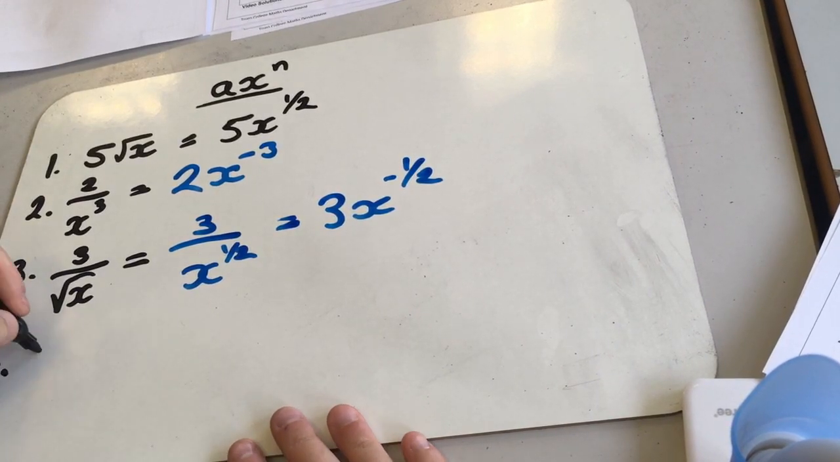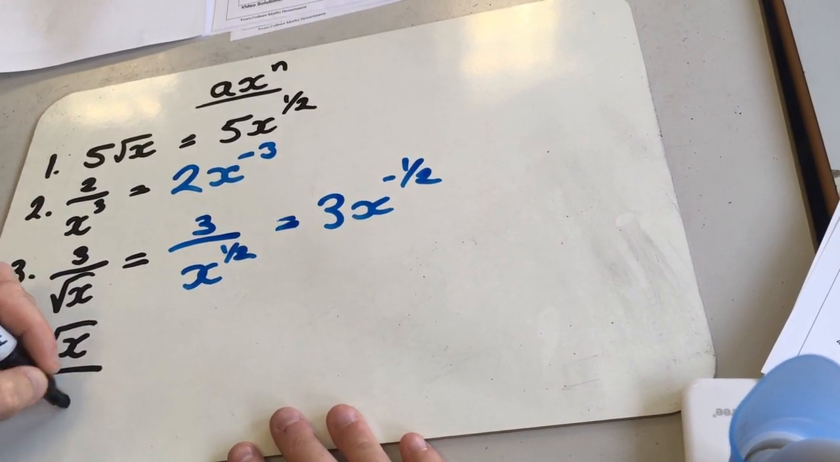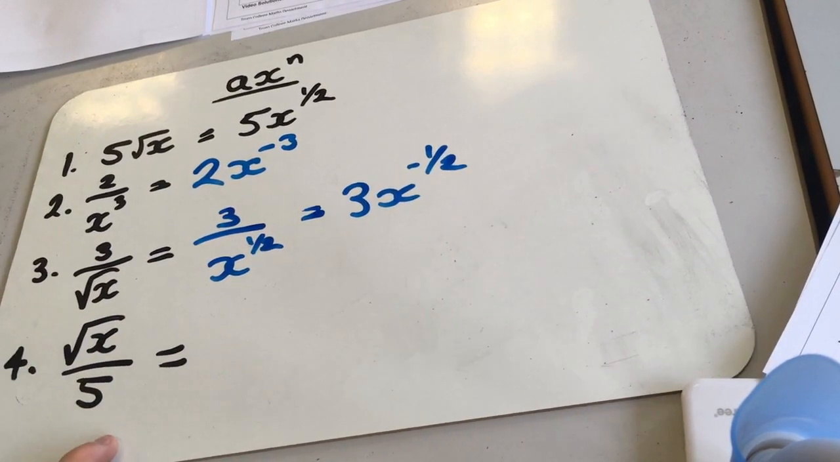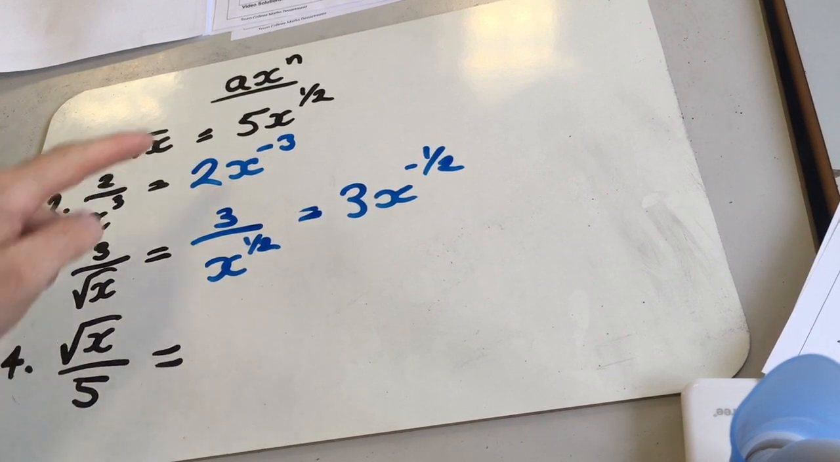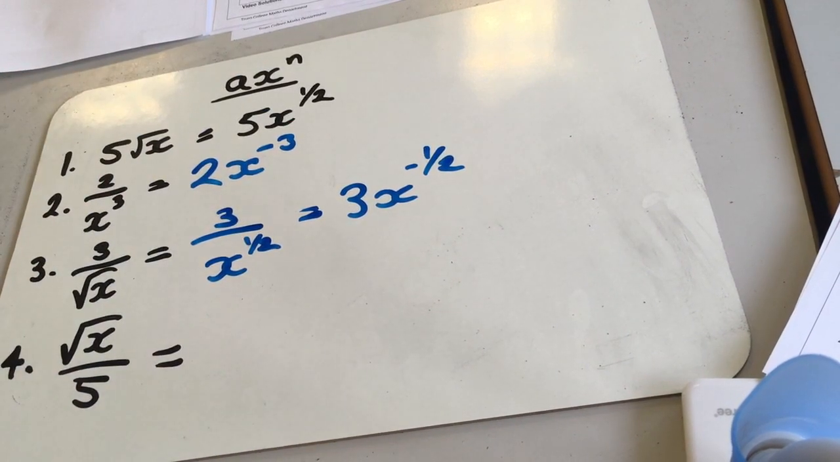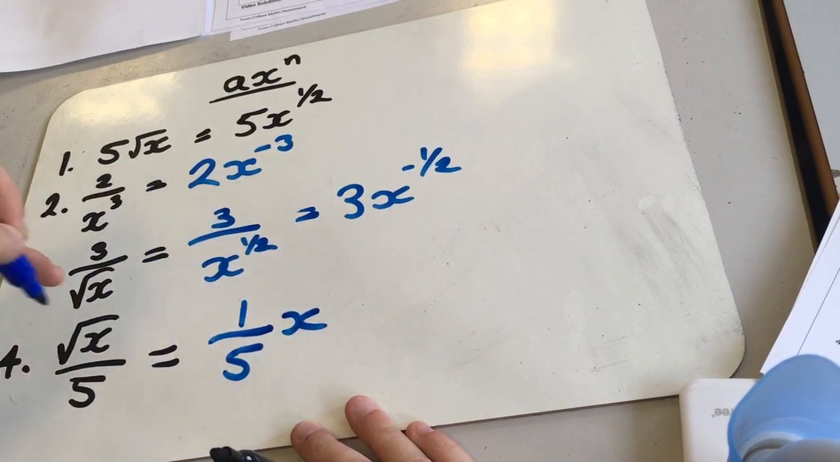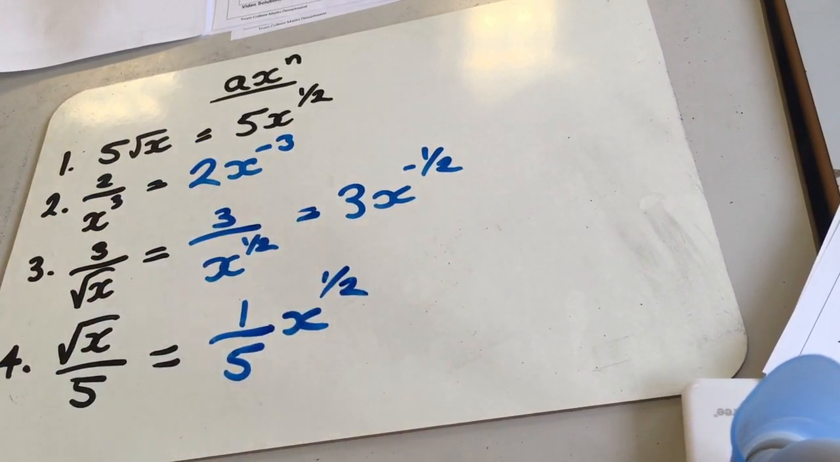Okay, question 4, we got root x over 5. Now we don't want to touch the 5. The 5 is just a number, it's not going to affect anything. We can have a fifth as a coefficient, so let's just leave the 5 where it is. What we do want to do is change this root x into x to the power half again. So we're going to get 1 over 5 x to the power 1/2.